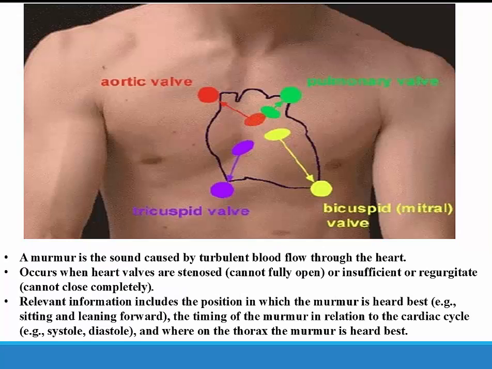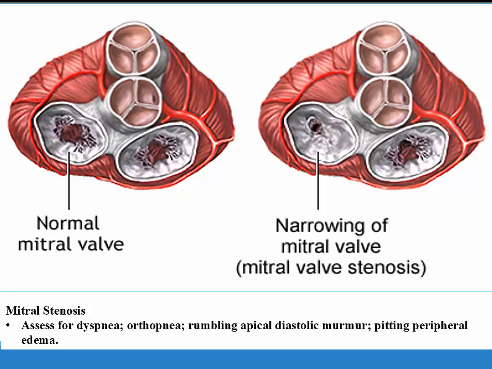A murmur is the sound caused by turbulent blood flow through the heart. It occurs when heart valves are stenosed, cannot fully open, or are insufficient or regurgitant, cannot close completely. Relevant information includes the position in which the murmur is heard best, such as sitting and leaning forward, the timing of the murmur in relation to the cardiac cycle, such as systole or diastole, and where on the thorax the murmur is heard best.